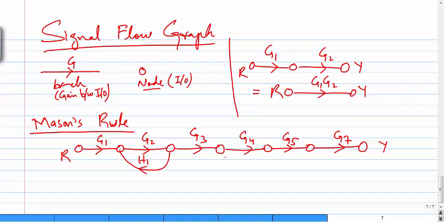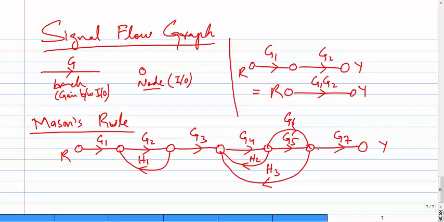Now from this node there is a feedback like this, with H2 as the gain of the branch. Similarly, there is a feedback from here back to here with H3. There is a feed forward one that goes from this point to that point, and we call it G6. So this is basically a graph, and we want to solve this graph.